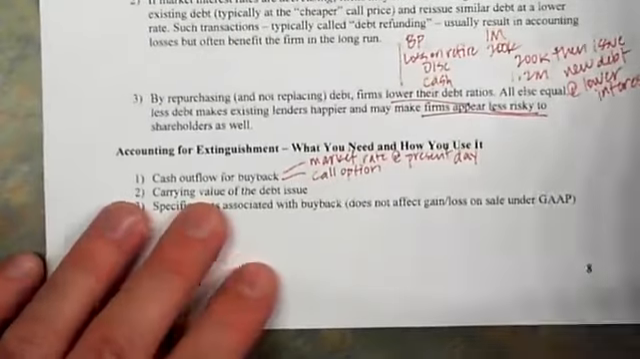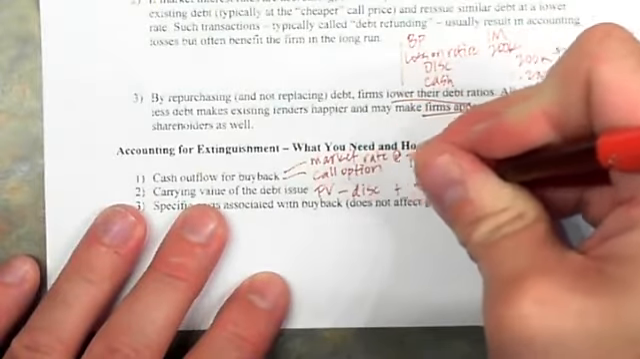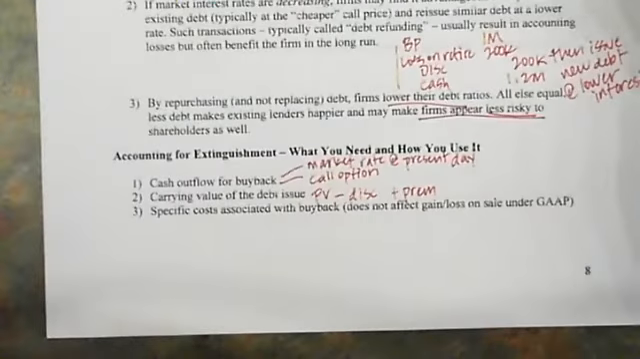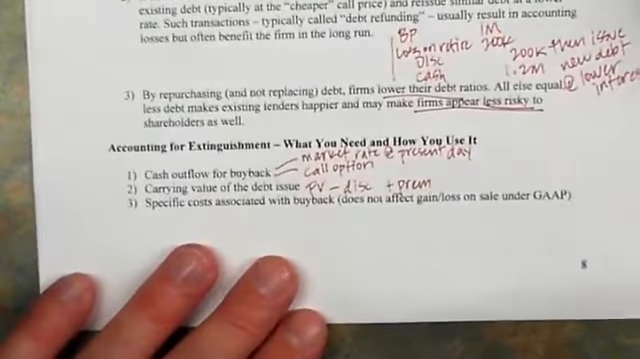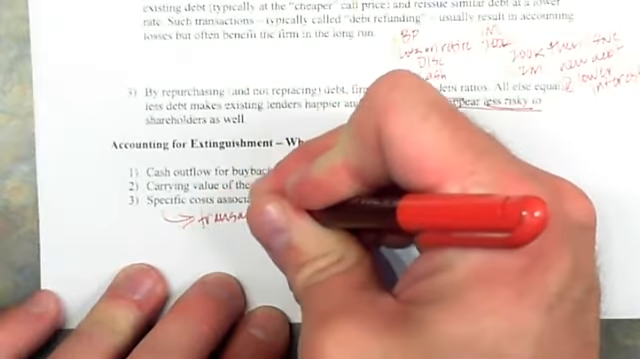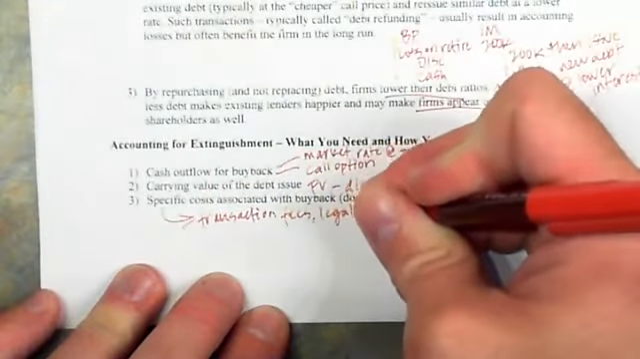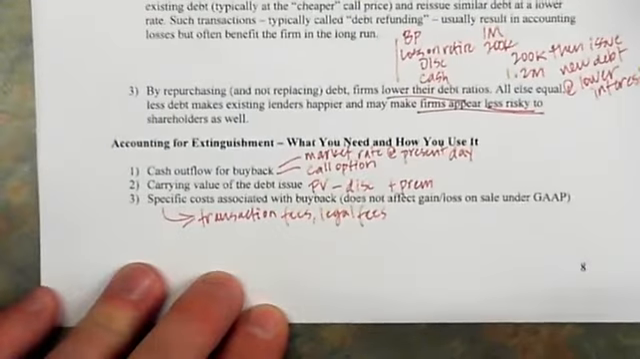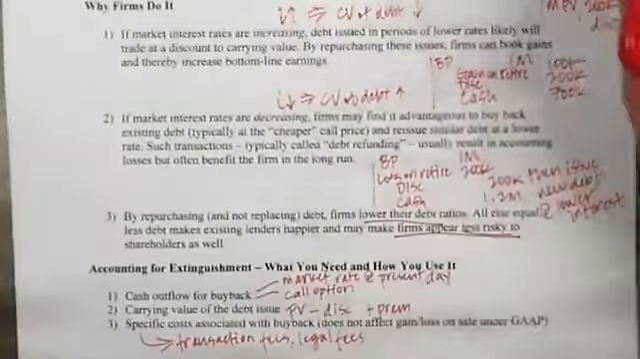The carrying value of the debt issue, which is going to be the face value less the discount, or the face value plus the premium. Should have that down by now. Any specific cost associated with the buyback won't affect our overall gain or loss on sale, but there are certain transaction fees or perhaps legal fees with an early buyback. And we want to separately note them as expenses and not include them in this loss on retirement or this gain on retirement.